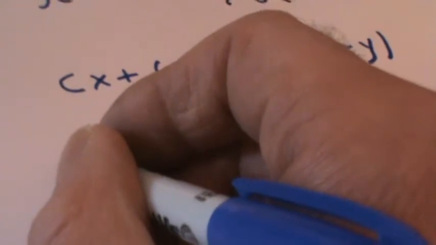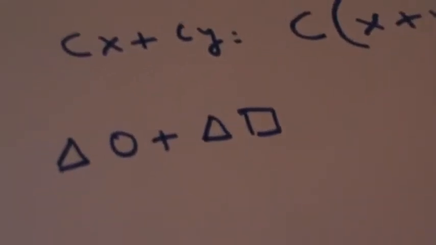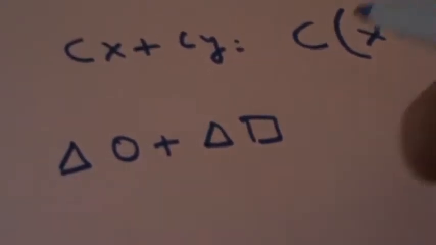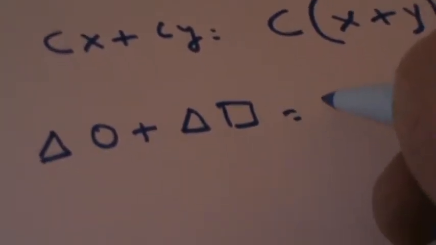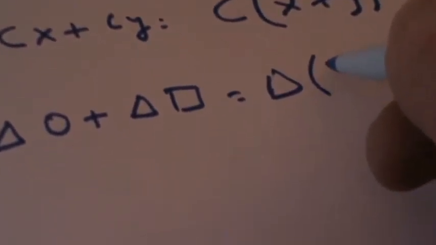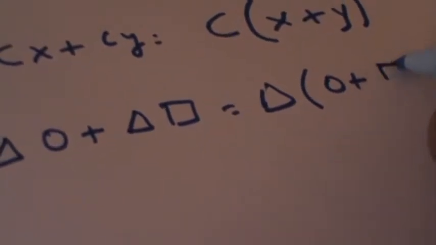Now we could become more adventurous and say something like this. If you take, let's say, a triangle with a circle plus a triangle with a square. The common symbol in both of these terms turns out to be the triangle itself. So in this case, we're going to put the triangle on the outside, and we're going to come up with triangle times circle plus square. That will be this thing over here.